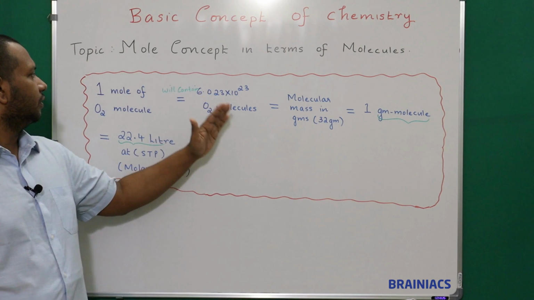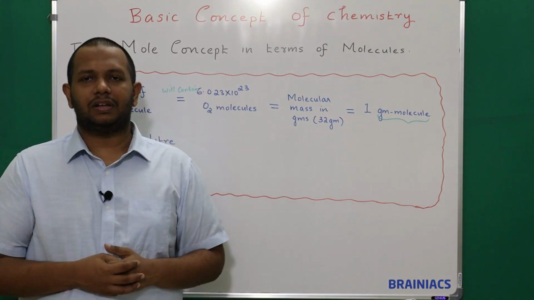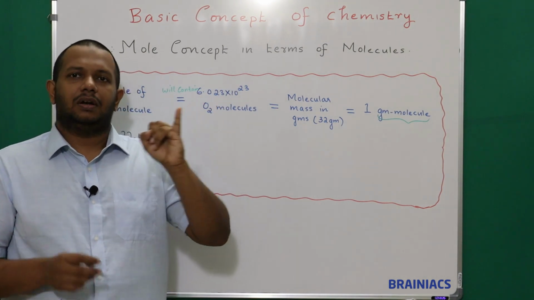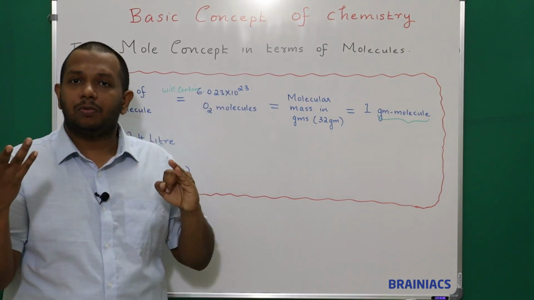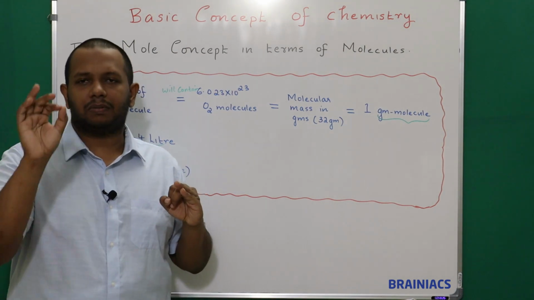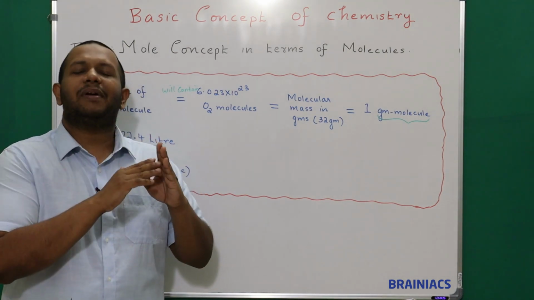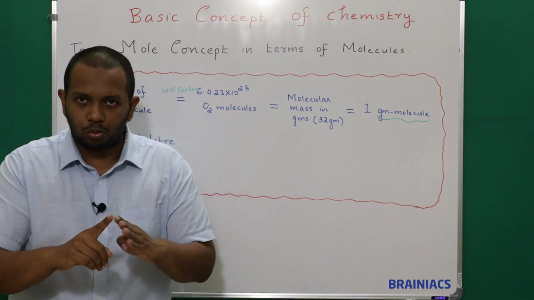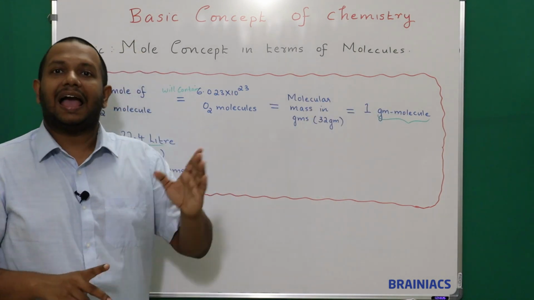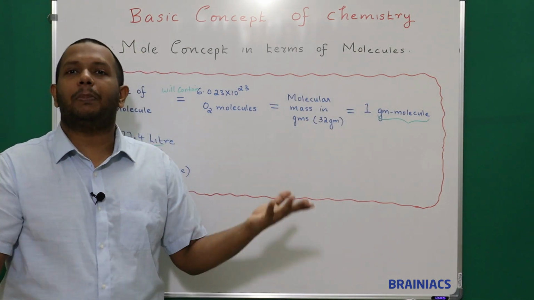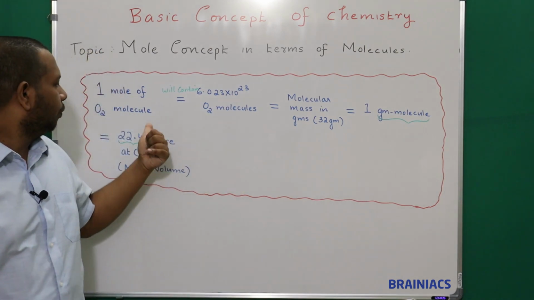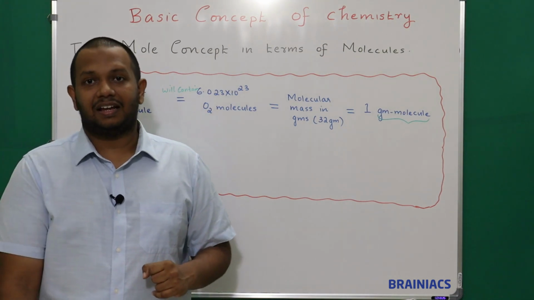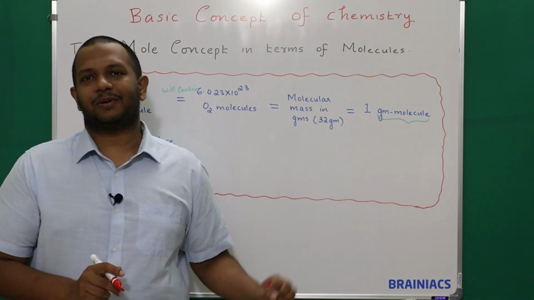So what are the dimensions you can now give in terms of molecules? Please think, 1 mole of any molecules will contain how many molecules? 6.023 into 10 power 23 molecules. And it will have a mass of molecular mass in grams, which is equal to 1 gram molecule, and 1 mole of this molecule will occupy a volume of 22.4 liter at STP. Now you can think, as I explained earlier, how many questions can be derived out of this concept.